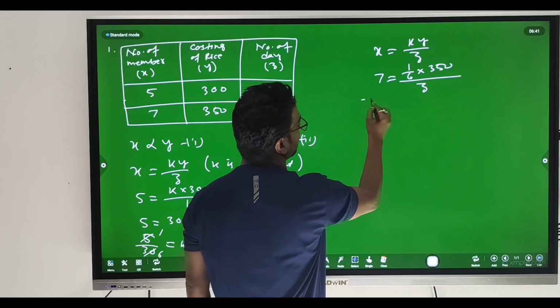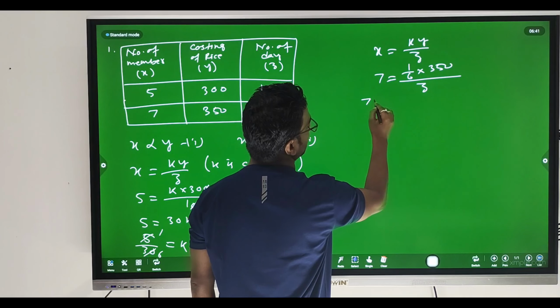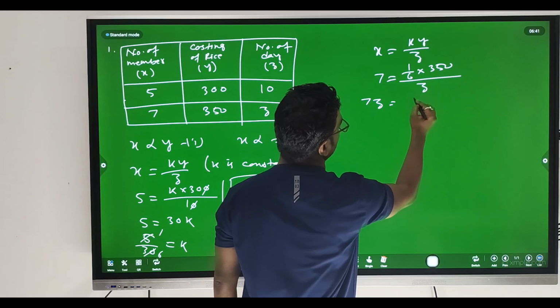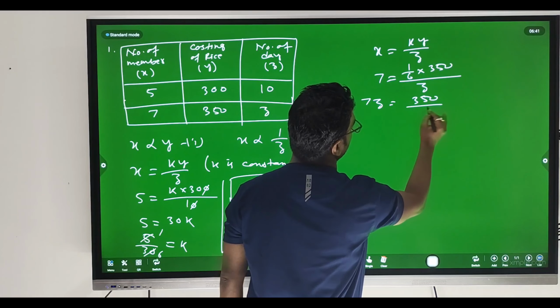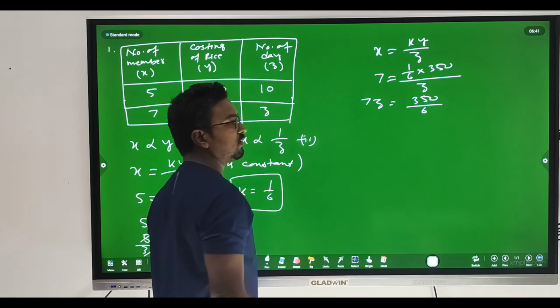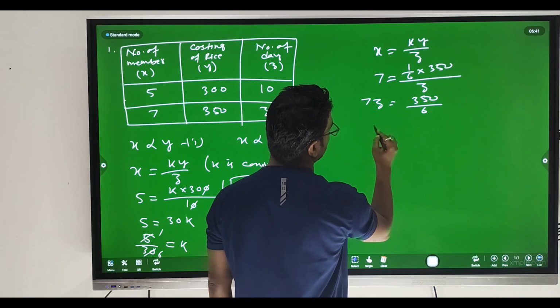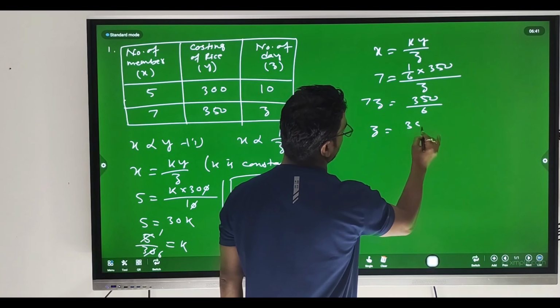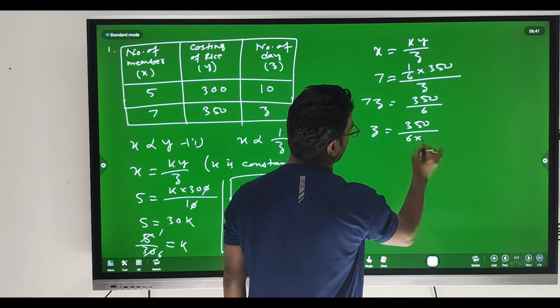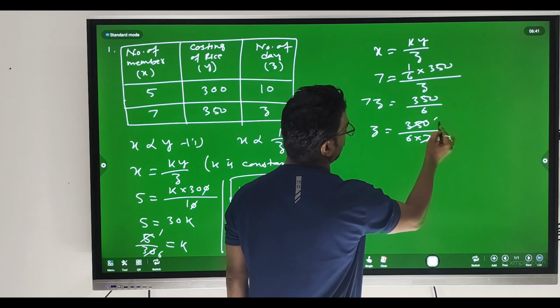Bring z to the other side, it will become 7z. If you multiply, it will become 350 by 6, that is 350 into 1 divided by 6. Now bring this 7 to the other side: 350 divided by 6 into 7. 7 how many times in 350? 50.